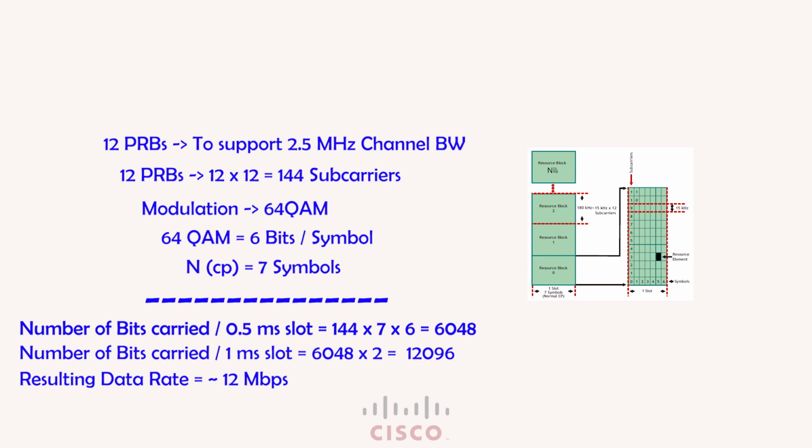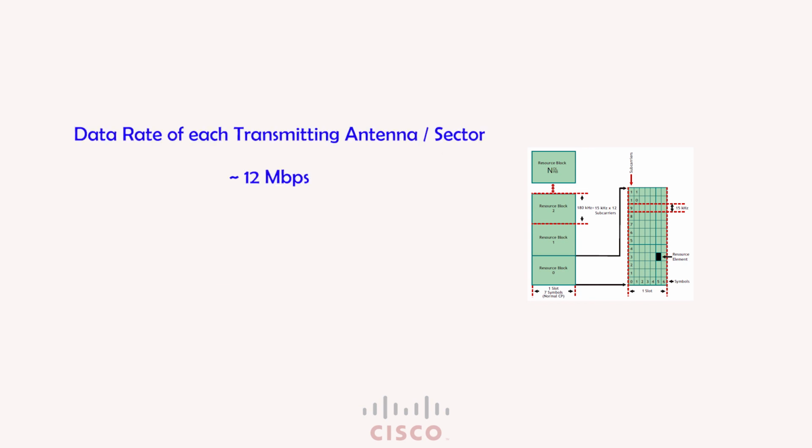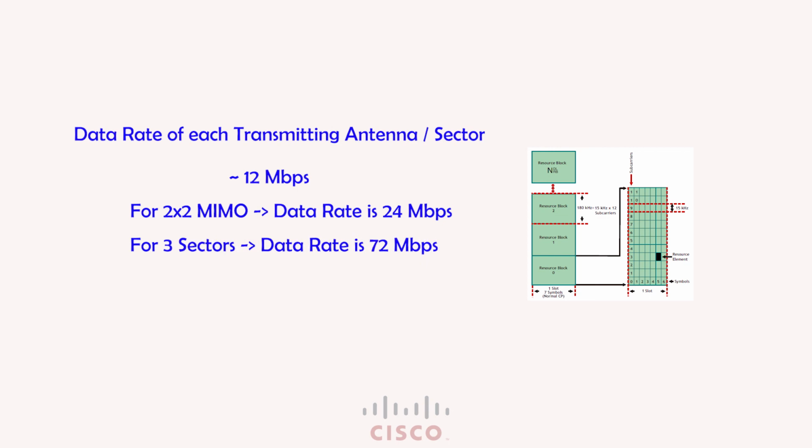And this is for that 2.5 MHz channel bandwidth. Note, this is the data rate for each transmitting antenna per sector. If we have 2x2 MIMO configuration for that antenna in that sector, the resulting data rate is 24 Mbps. And if the same configuration is replicated across 3 sectors at a cell site, the resulting data rate is 24 multiplied by 3, 72 Mbps. The effective data rate is less than this value as some resource elements of that resource block are used for control and signaling.